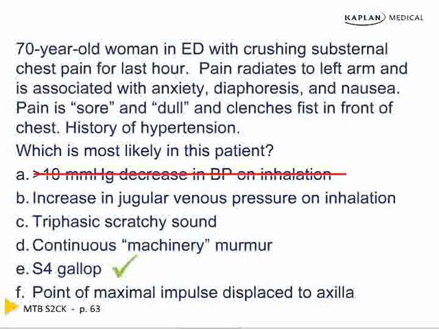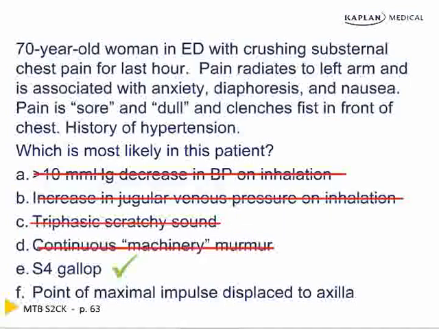The first choice, a 10 millimeter drop in blood pressure on inhalation, is also known as a pulsus paradoxus. And pulsus paradoxus in choice A is a sign of tamponade. Choice B, the jugular venous pressure rising on inhalation, is a Kussmaul sign, and you see that with constrictive pericarditis. Choice C, the triphasic scratchy sound, is also known as a rub, and a rub is seen in pericarditis.